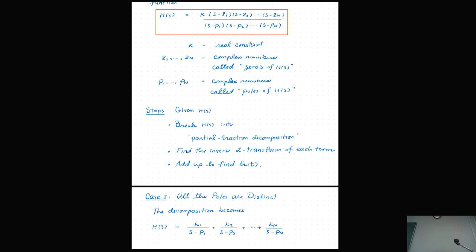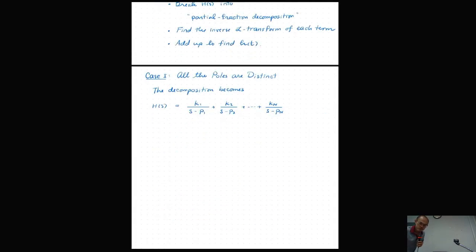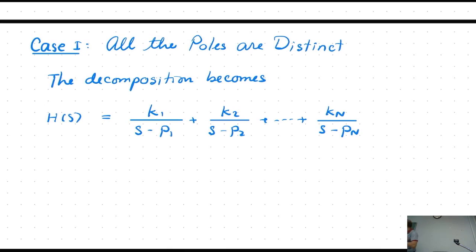Now, K1, K2, and K3. P1 through Pn may be complex numbers. When there is a complex number p, the corresponding K will also be a complex number. But in the first case, we're going to consider only real numbers. Now, the number K here can be determined quite easily using this formula.